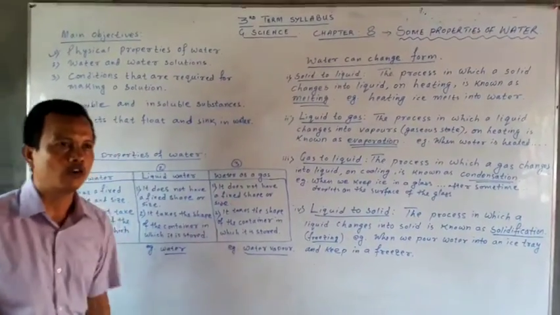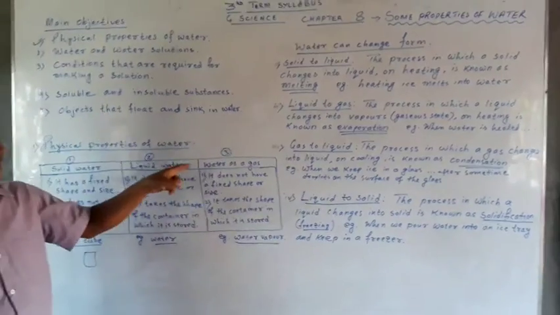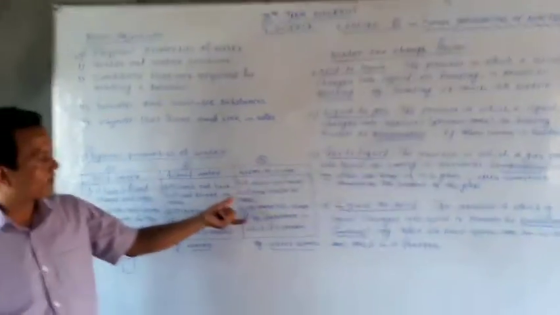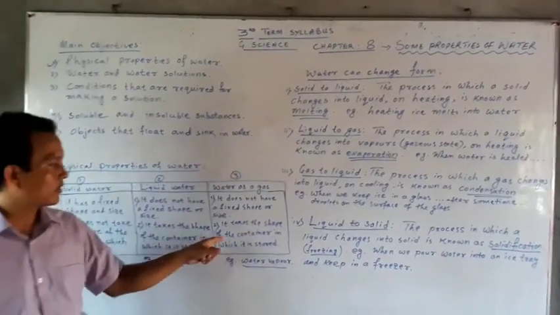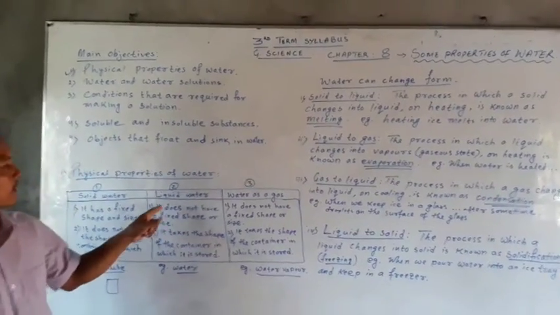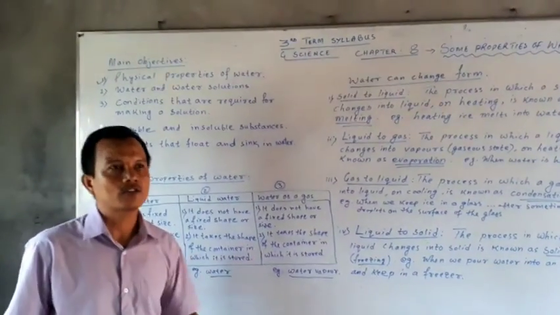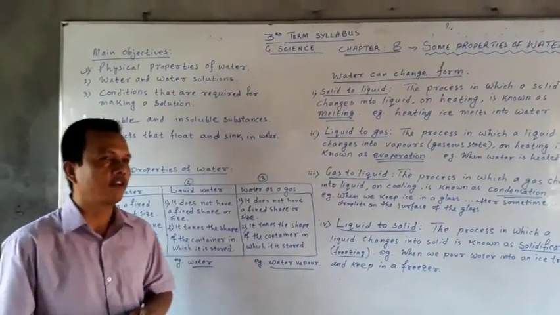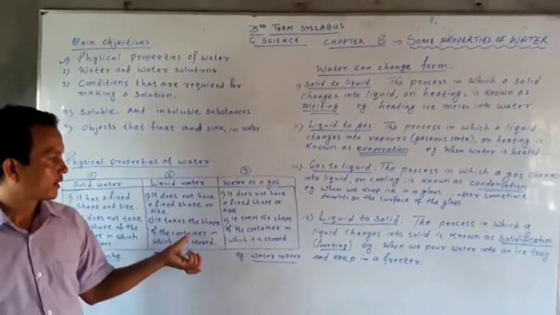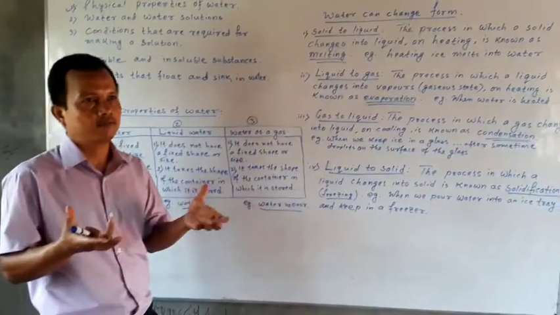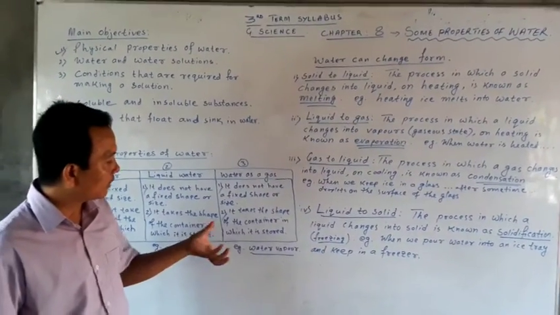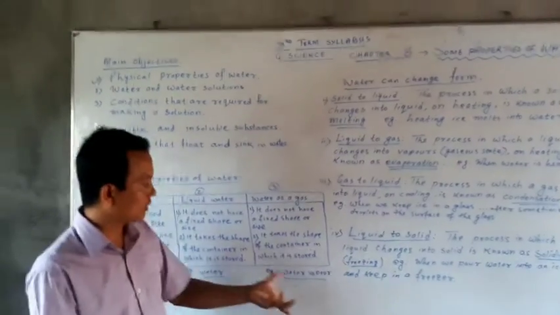Let us come to the third one, that is water as a gas. Here also it does not have a fixed shape or size, and it takes the shape of the container in which it is stored, the same as liquid water. For example, water vapor. We all know when you heat water, it forms a vapor. And that vapor takes the shape of the container when you expose it.